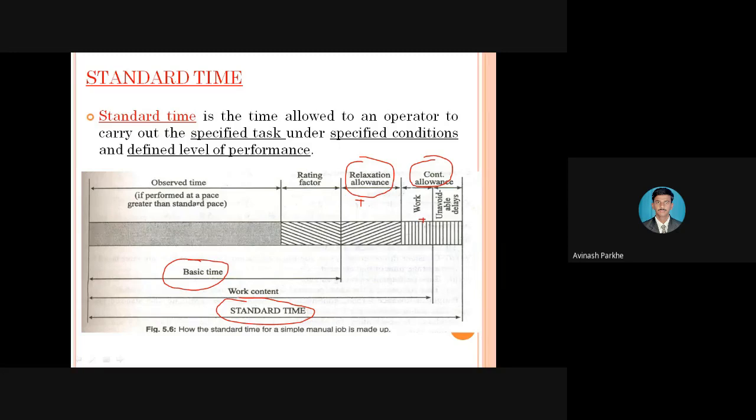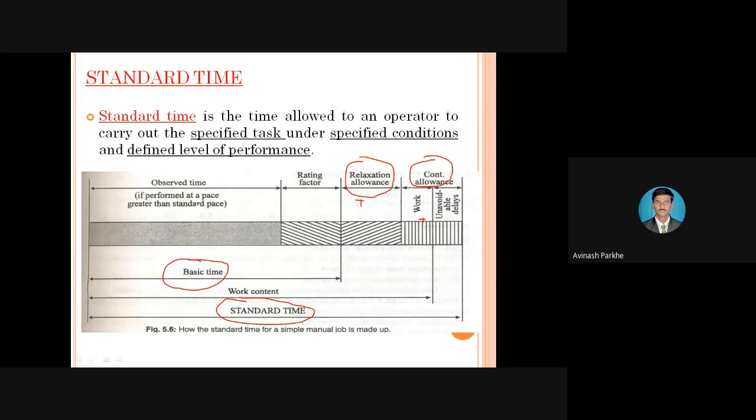If that allowance will not be given, it is not possible to work in the effective manner. If we do not give the allowance, it is not possible to work in the effective manner. Always the workers are in fatigue, they are not working in the effective manner, and automatically it will affect the overall production, it will affect the overall productivity. Therefore, this allowance will be given along with basic time, and by that addition I can calculate the standard time required to complete that particular task.